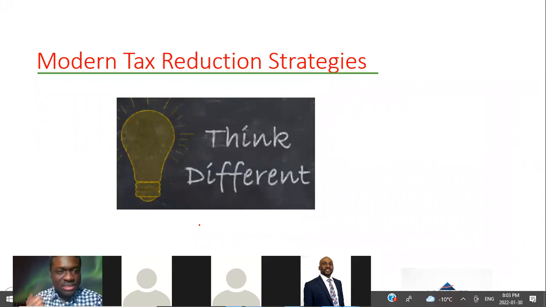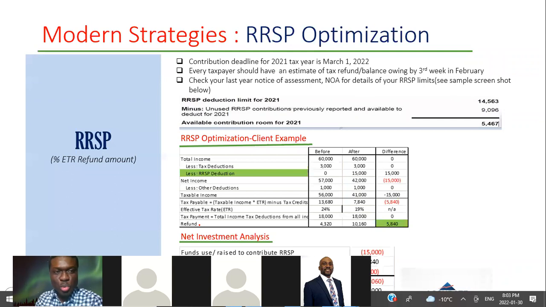Now, this is the most interesting part of the presentation, looking at the modern ways people are using to reduce their taxes. People are thinking differently. How can I reduce my taxable income? And the first one is RSP optimization.